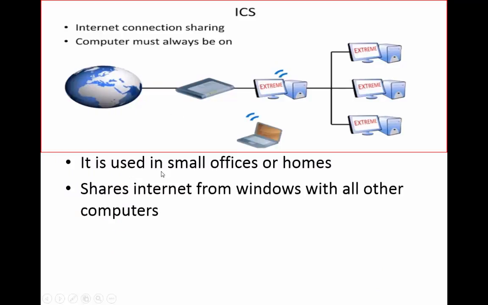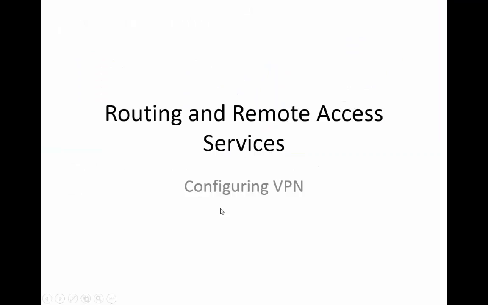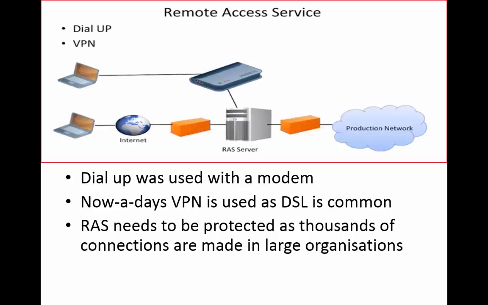Internet connection sharing is used in small offices or homes. Used to be used in small offices. Now everyone has DSL routers, right? So it shares internet from Windows with all other computers. Okay, routing and remote access services. This is in Windows 2003, 2008, 2012 servers. There were two types. Dial-up was used with a modem.